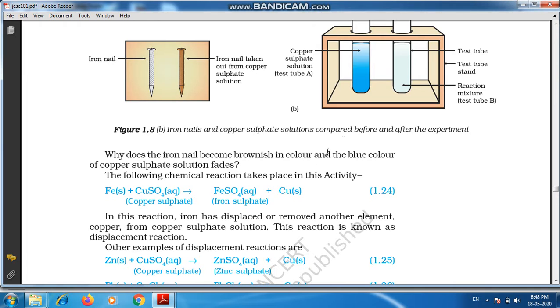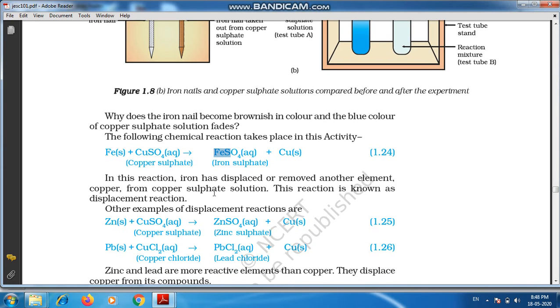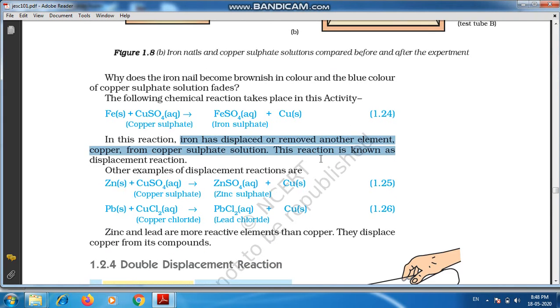It is due to the displacement reaction which has taken place. Now see, iron is Fe, and copper sulfate is CuSO4 solution. When the nail was dipped, ferrous sulfate, iron sulfate, was formed, and copper. So in this reaction the iron has displaced or removed another element, copper, from the copper sulfate solution. So this reaction is called a displacement reaction.